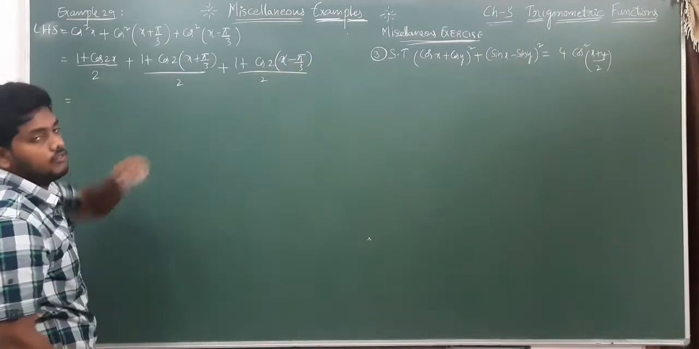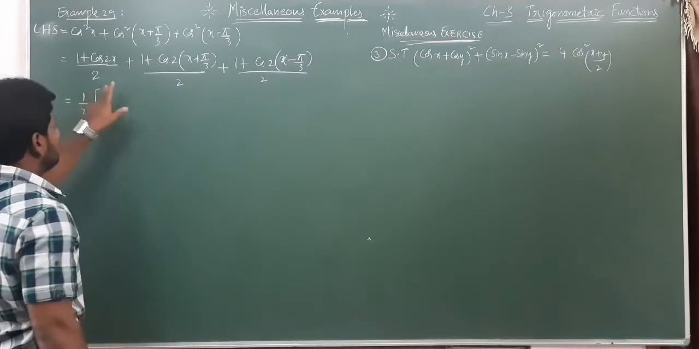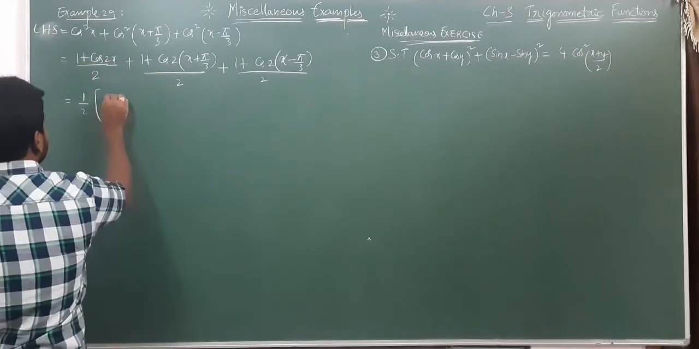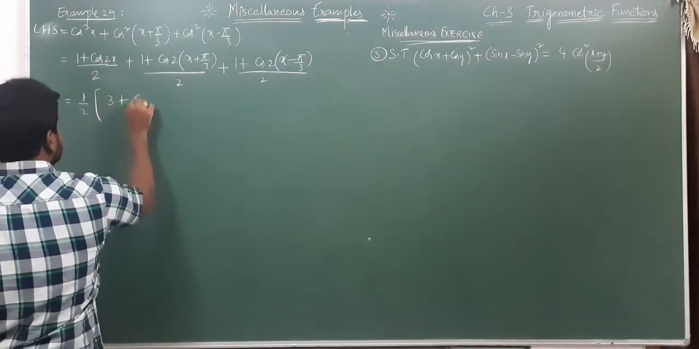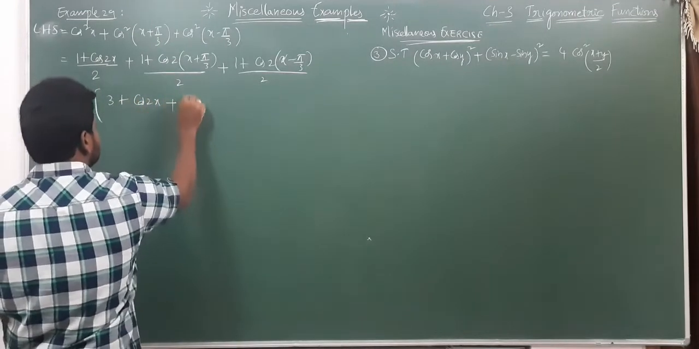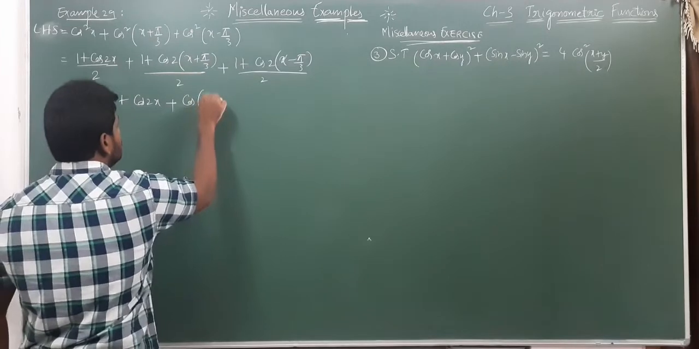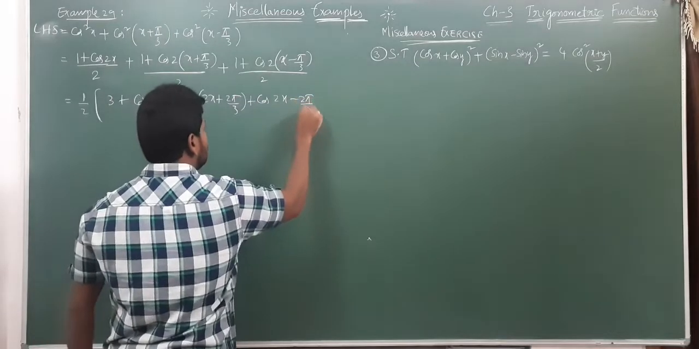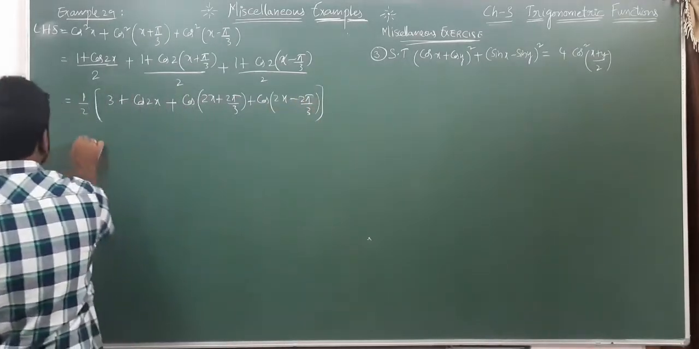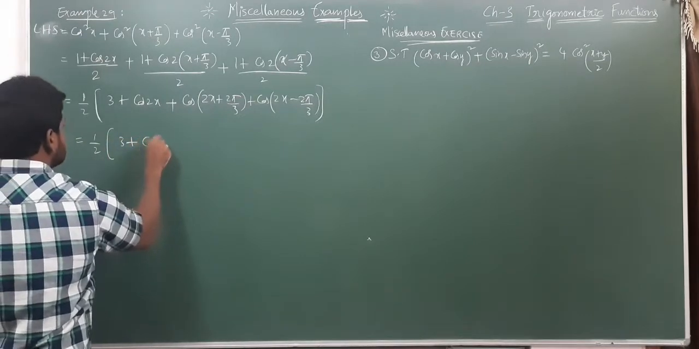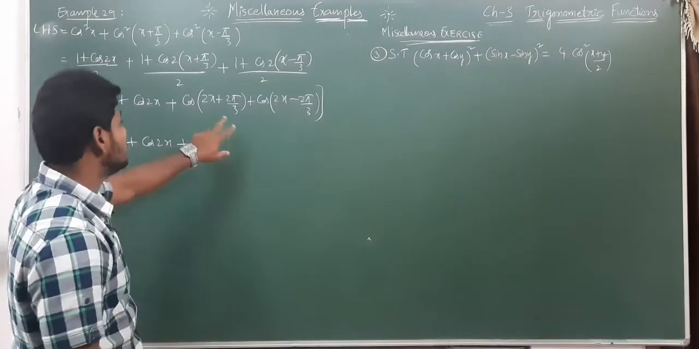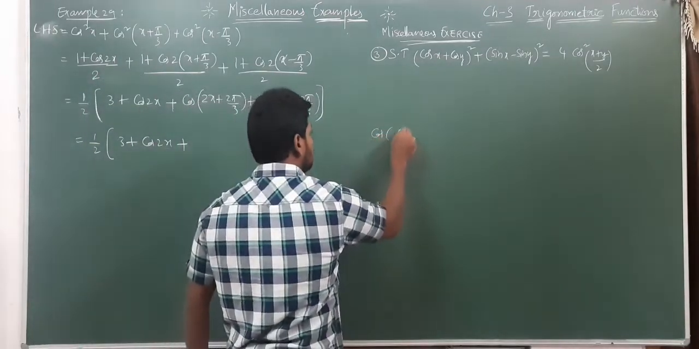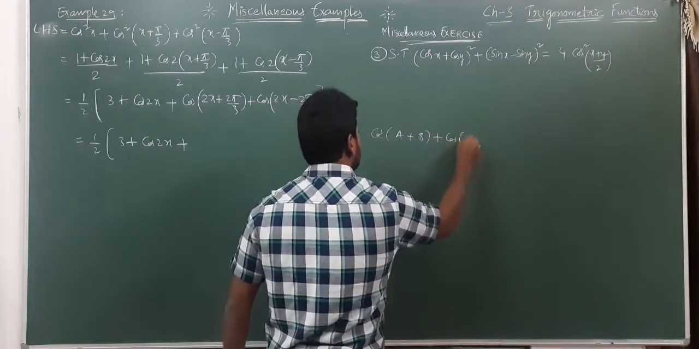From these three, what can we take common? 1 by 2 we can take common. If you take 1 by 2 common for all of them, it will be 1 plus 1 plus 1, which is equal to 3, plus cos 2x plus cos of 2x plus 2 pi by 3 plus cos of 2x minus 2 pi by 3. So this is 1 by 2 into 3 plus cos 2x plus... If you observe this, it is in the form of cos of a plus b plus cos of a minus b.